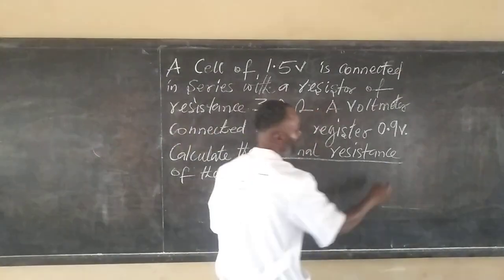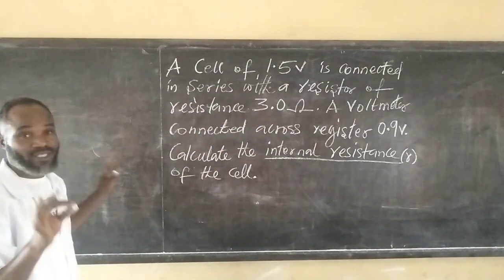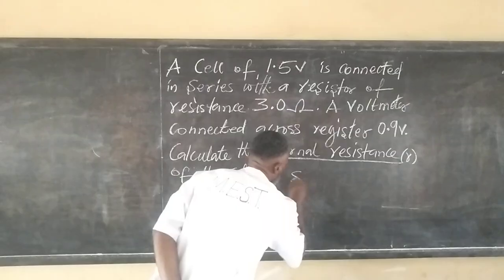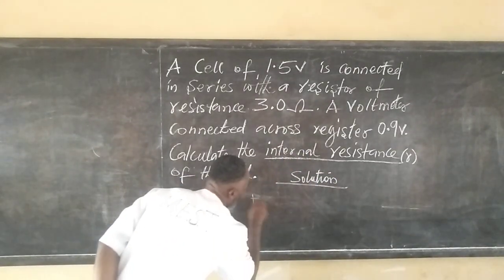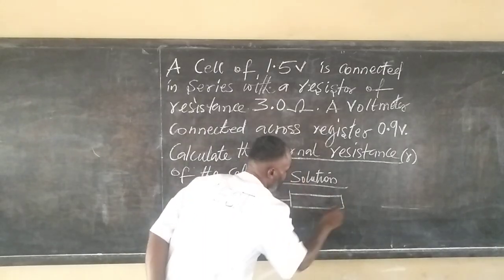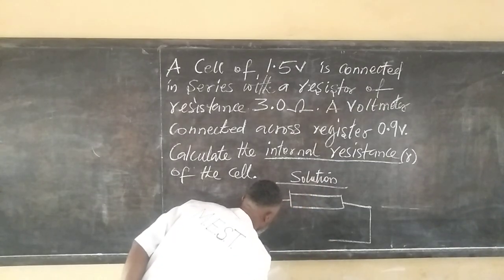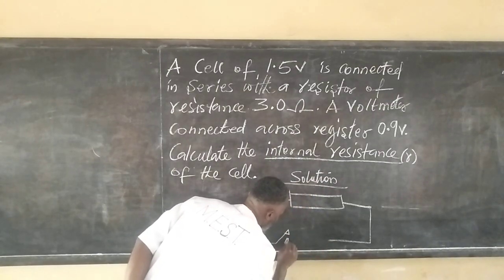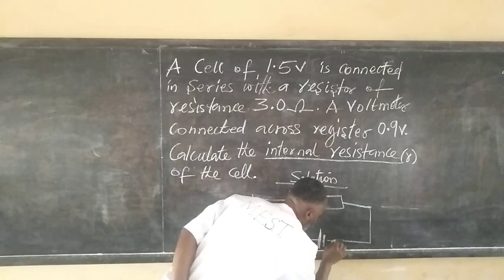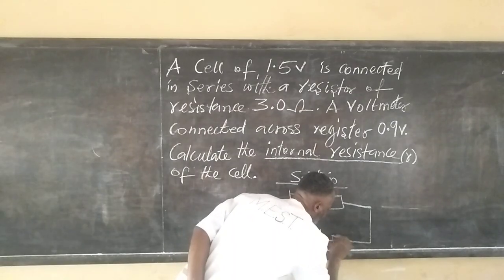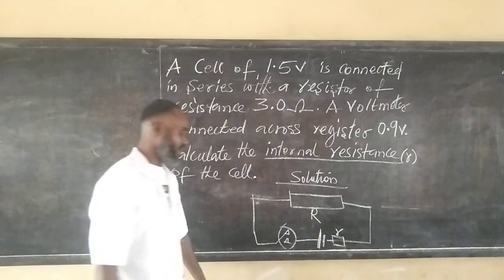So we're going to calculate the internal resistance r of the cell. Let's quickly do a schematic representation of this. It's very simple. We draw a cell, an external resistor, a switch, and somewhere here a small internal resistance. This is small r, and this is capital R.